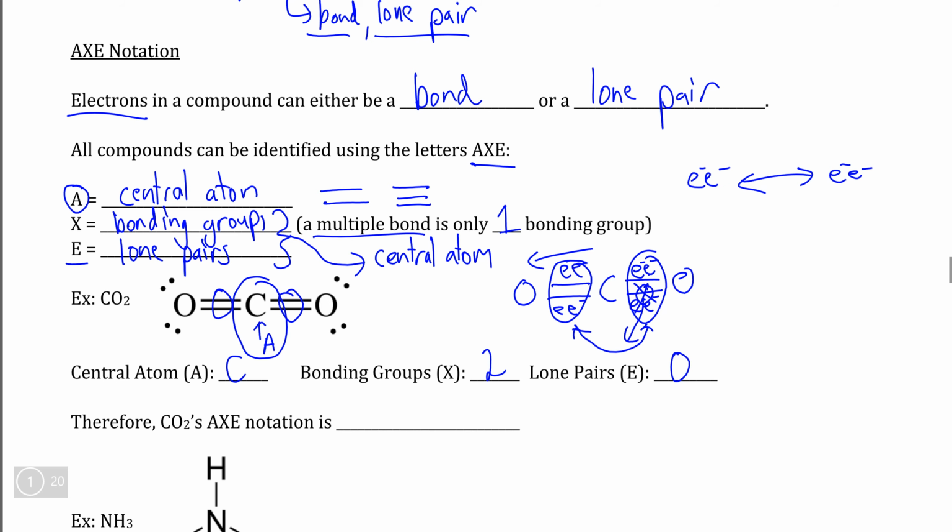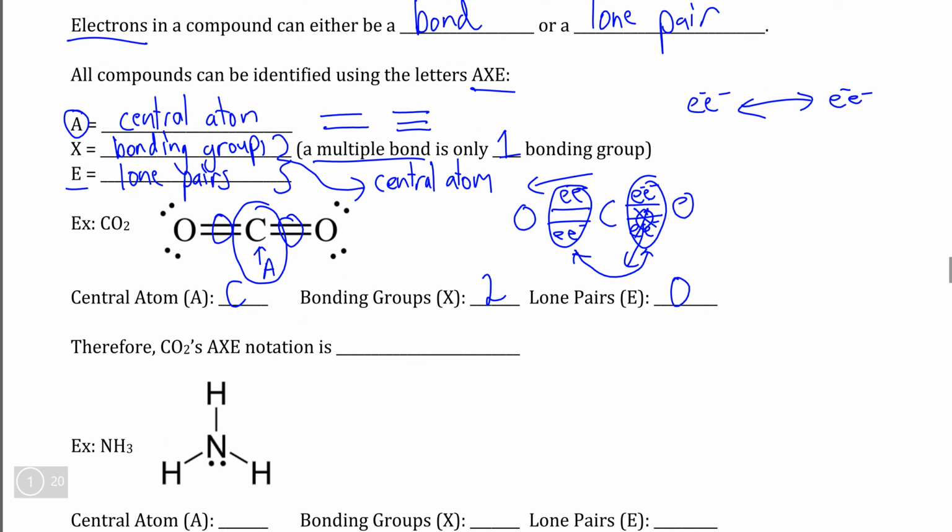Now, if we combine this into carbon dioxide's AXE notation, we call this an AX2E0 compound. Again, A meaning that the central atom carbon has 2 bonding groups attached to it and 0 lone pairs that are attached to the central atom. If you want to simplify this and simply write AX2, this is also correct.